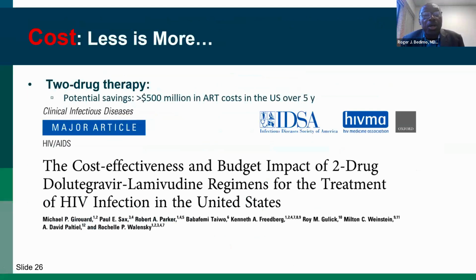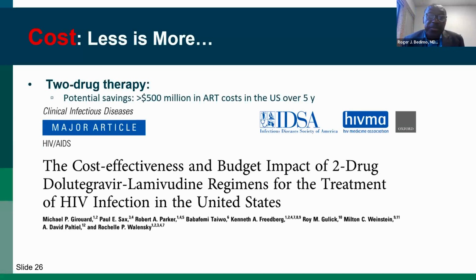Now, in terms of cost, less is more, as with two-drug regimens. Just yesterday, another article was published about two-drug regimens and how they could possibly be more cost-effective. The article from yesterday was on the PrEP regimen of TDF/FTC, but it's also important to consider cost depending on what setting you practice in and who the payers are.